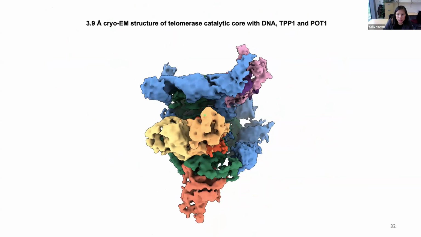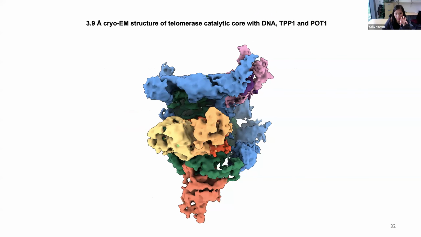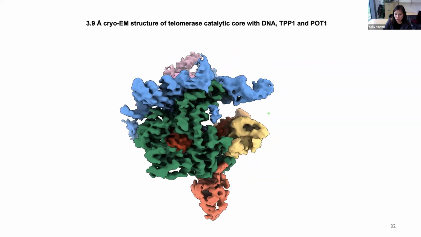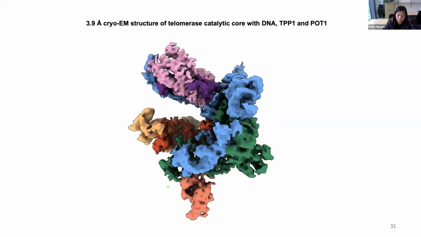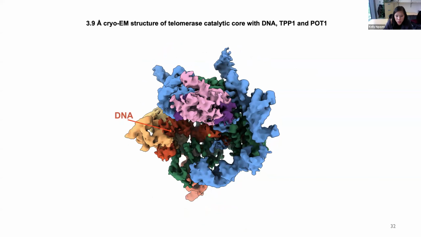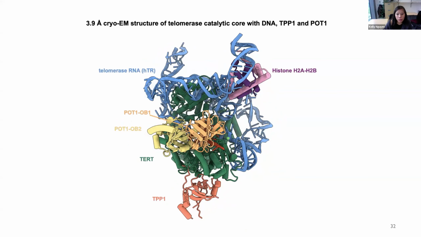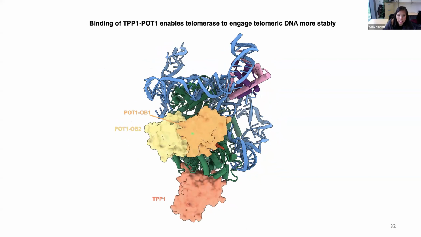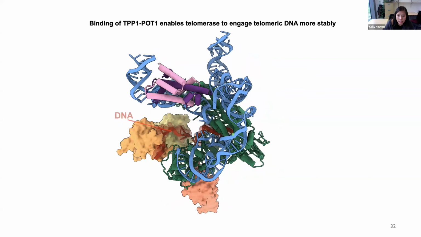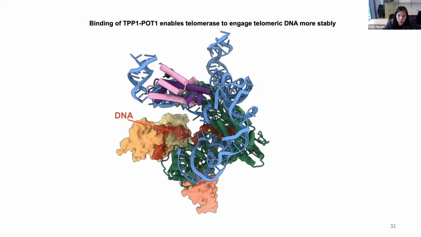And the second structure is with TPP1 and POT1, and POT1 literally just binds in front of the telomerase active site. You can see here on this region, and TPP1 stays in the same place. And here you can resolve the DNA because POT1 binds single-stranded DNA. And what we found based on the structure is that together, the binding of TPP1 and POT1 to telomerase stabilizes the DNA substrate on telomerase. You can see here in the previous structure, we see only 6 nucleotides up to here. In this structure, we see the entire path of DNA coming out of the active site.